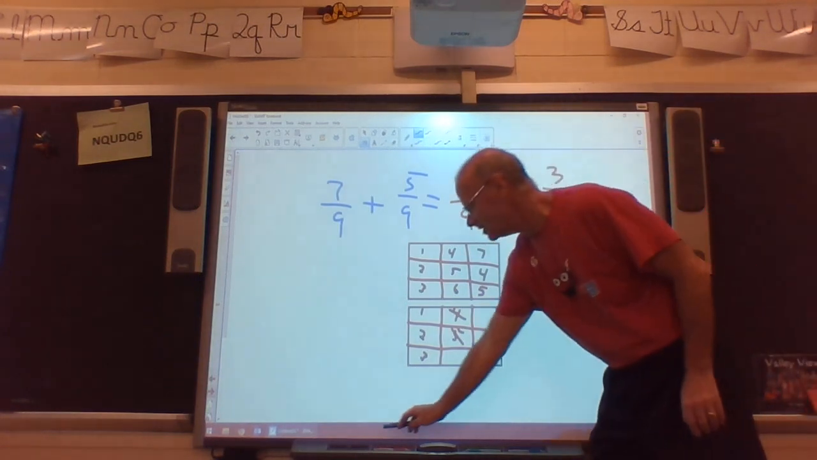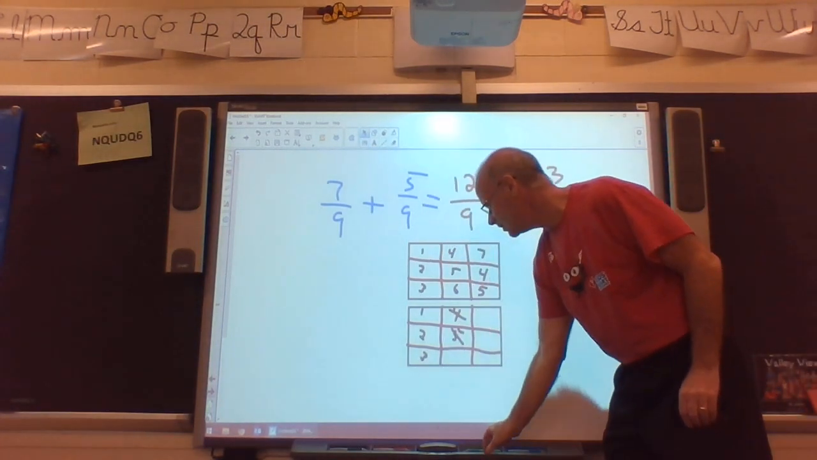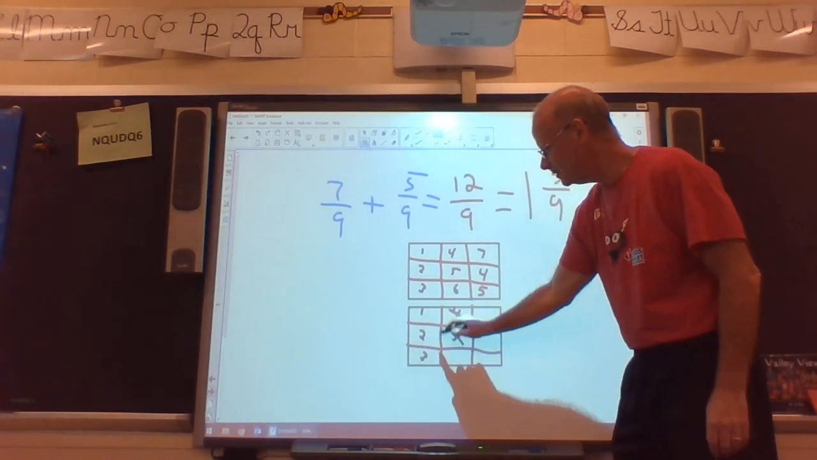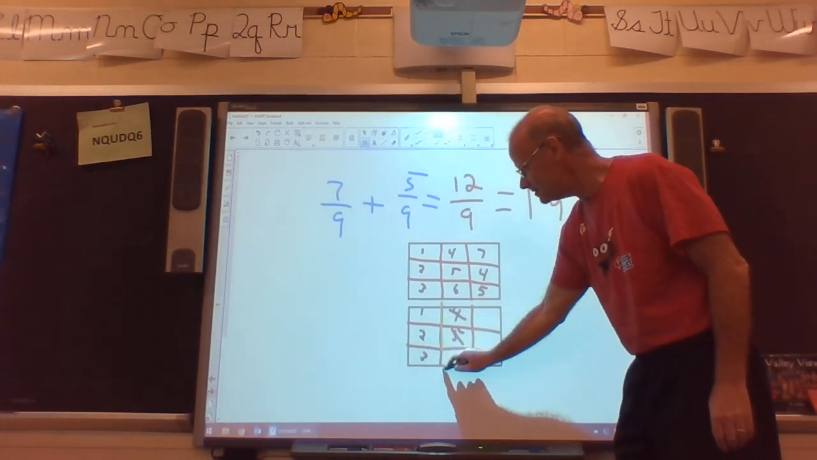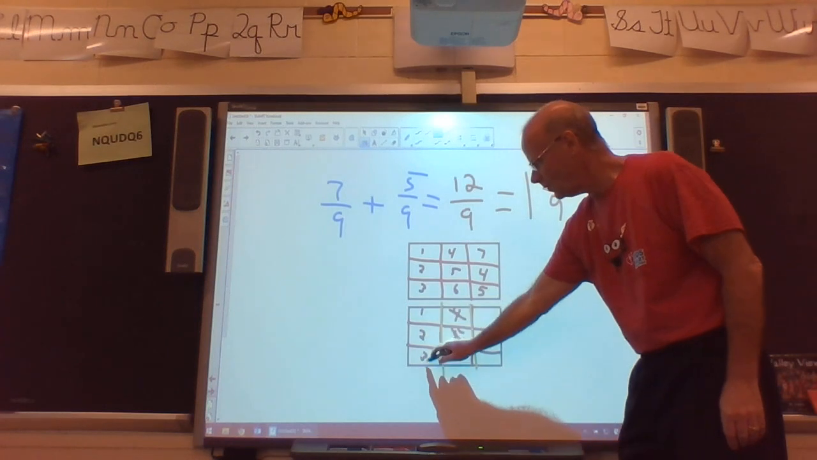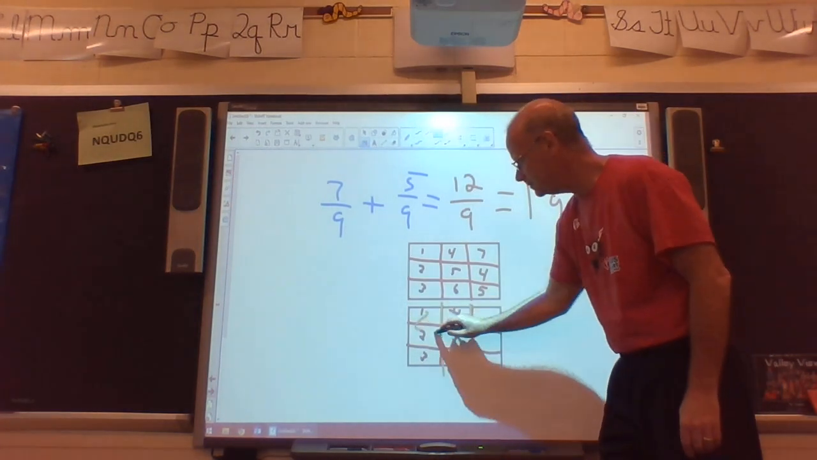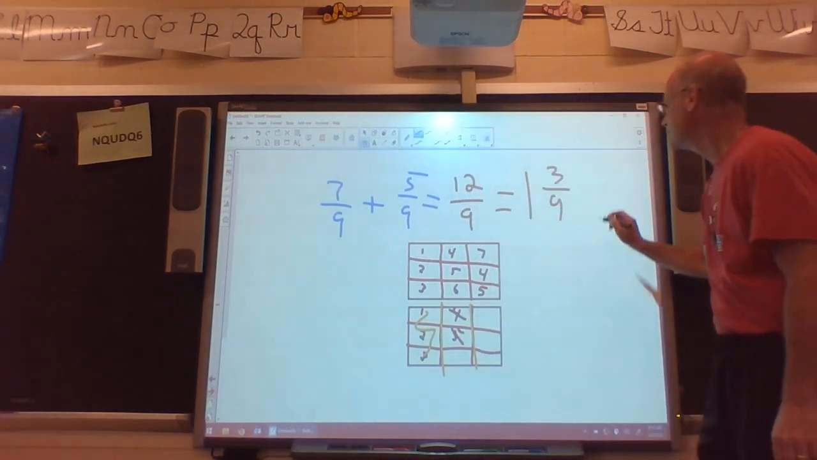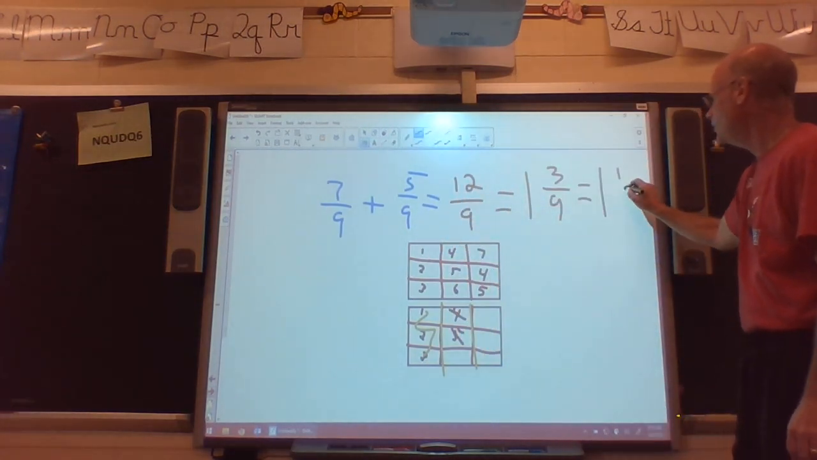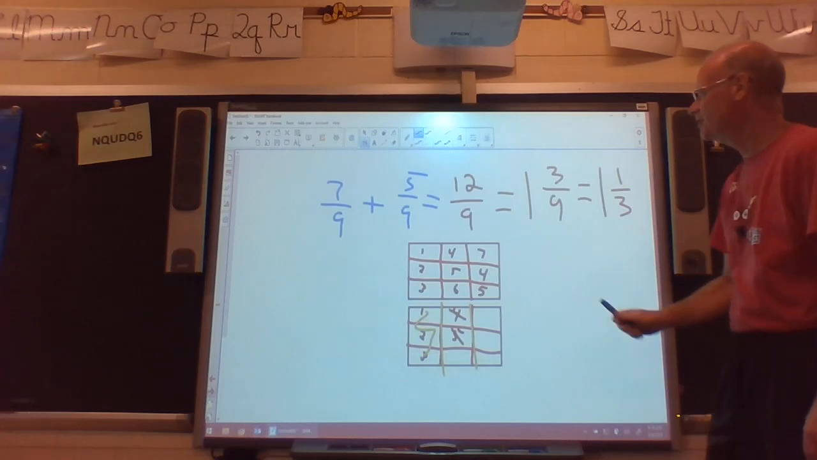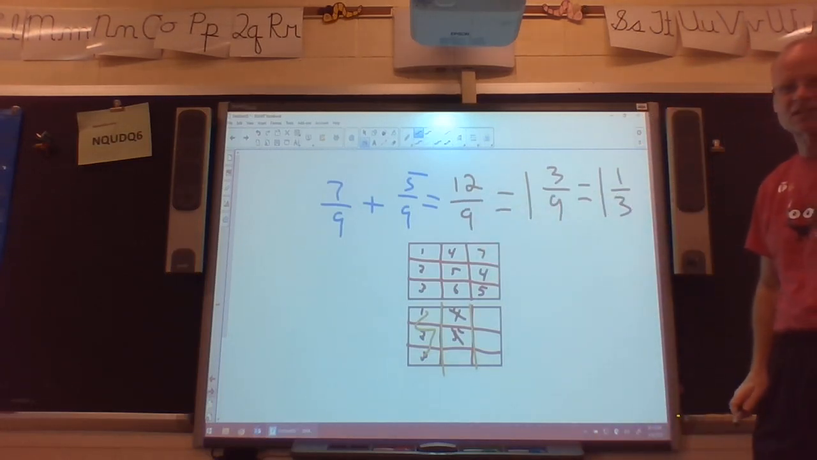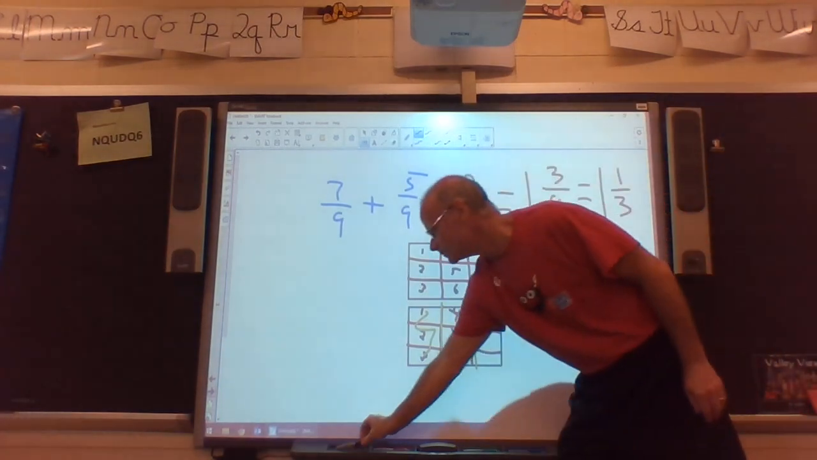Then some kids are going to notice that 3 ninths, if I cut this way, is the same as 1 out of 3. So that's 1 whole and 1/3. This is a correct answer. This is a correct answer. That's also a correct answer. All those answers are the same.